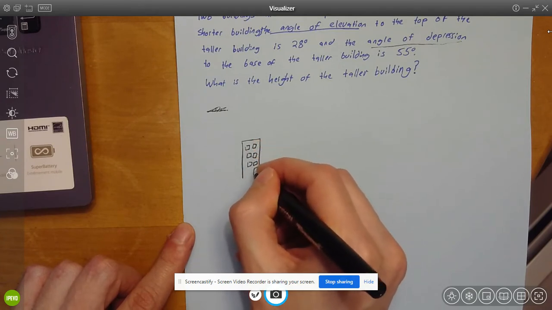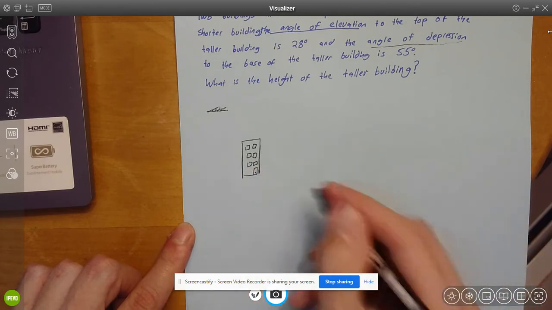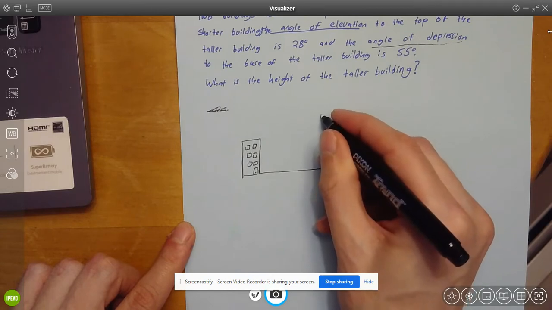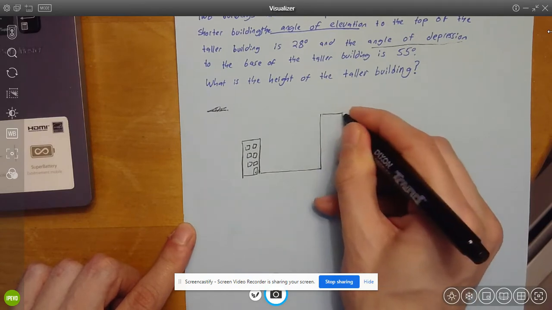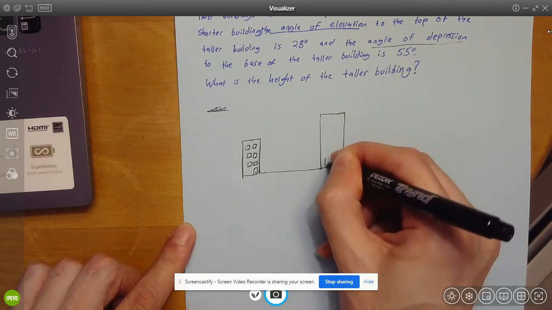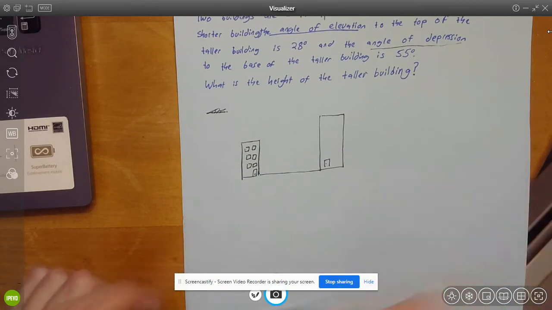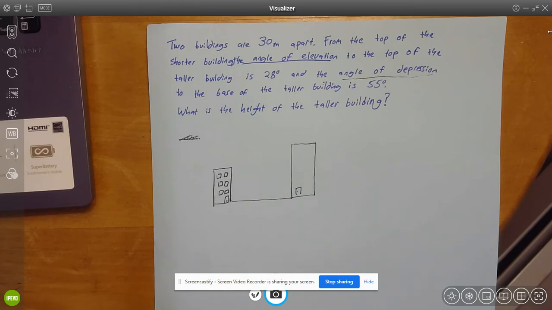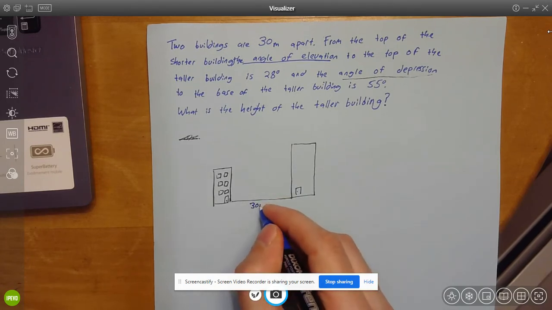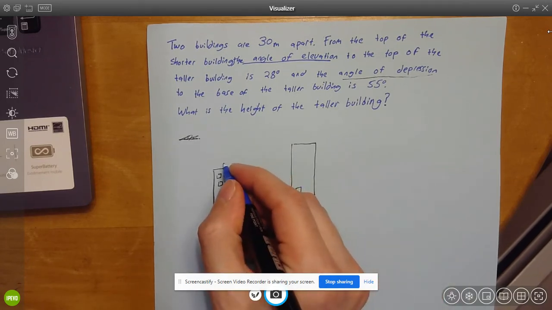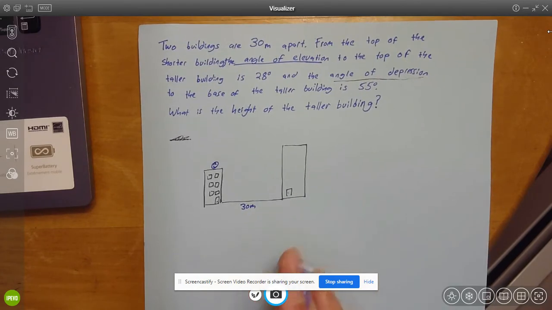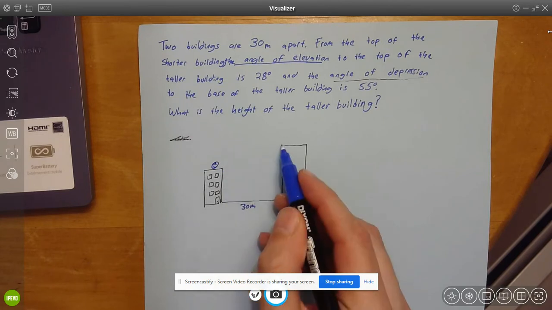Here's my great art. There's a short building. And then if I travel 30 meters away, I've got some building that is taller. So there's our tall building. The first thing we know is, first of all, that this distance along the ground is 30 meters. If I'm starting here, if this is my vantage point, I think it helps to show where our perspective is. Our angle of elevation to the top of the taller building is 28 degrees.